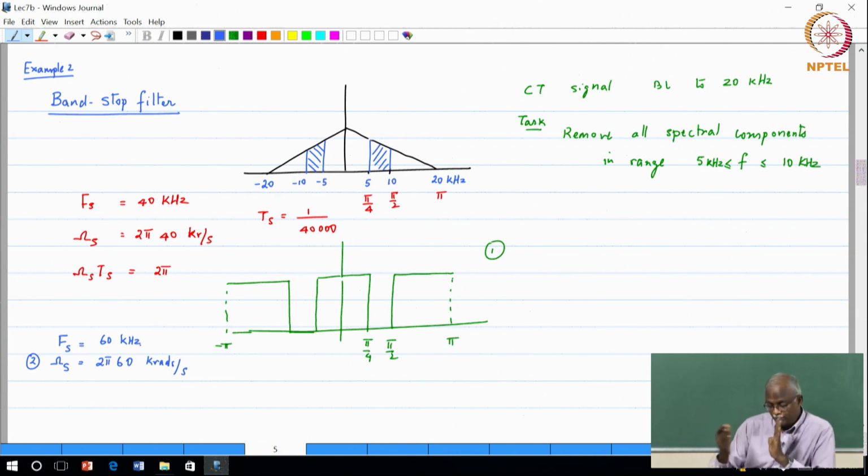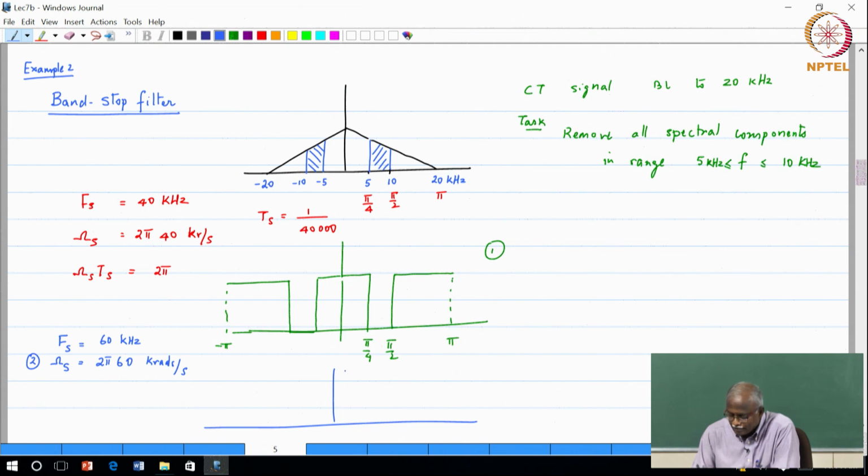Sampling period would be closer to each other. Then we would have to re-look at what would be the frequencies that we would have to design. It is still a low pass filter, or sorry, it is still a band stop filter. The pass band edge goes from 0 to 5 kilohertz. Now 2 pi corresponds to 60 kilohertz. So 5 kilohertz corresponds to pi by 6, okay, and 10 kilohertz corresponds to pi by 3.